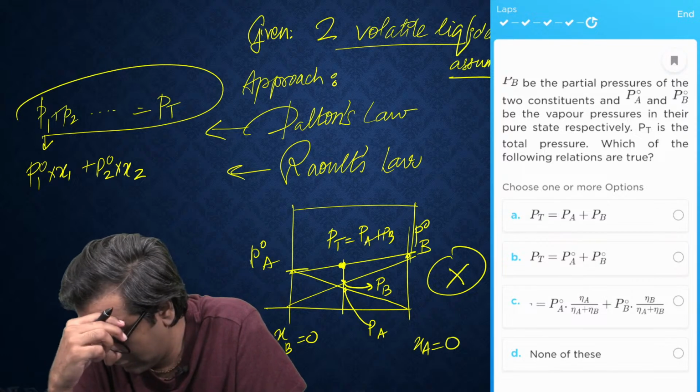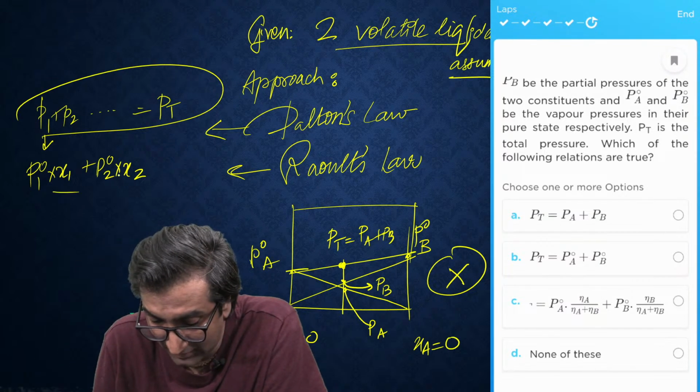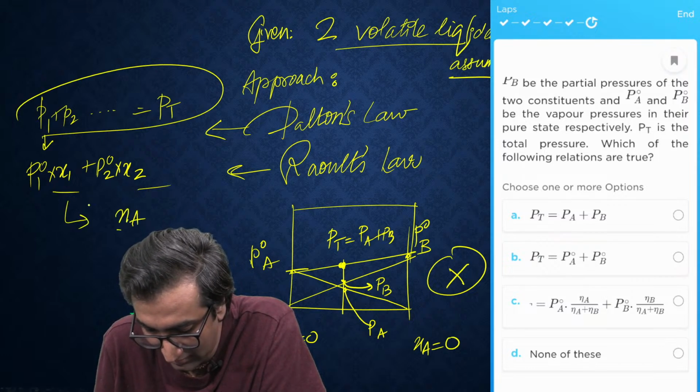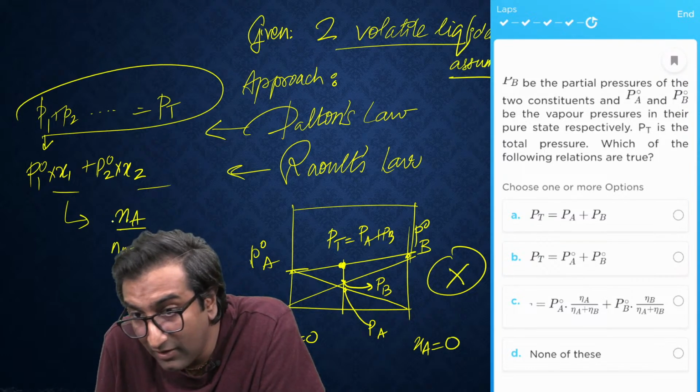Okay, ठीक है. And what is X1 and X2? This is mole fraction. What is this? This is Na by Na plus Nb.